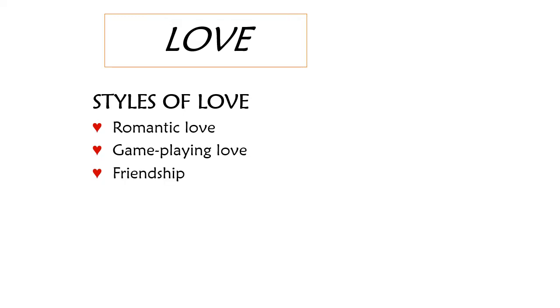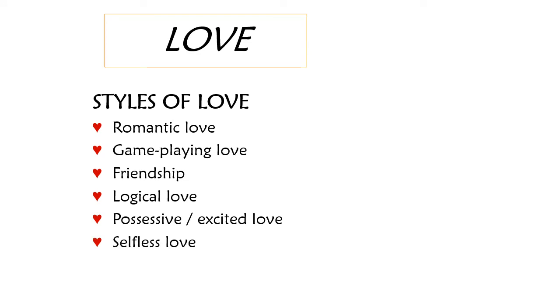So first, let's talk about the styles of love. There are multiple different types of love that we're going to look at. This is even before we get into the theories of love, in which we're going to look at the different styles of love within the theories. But let's first talk about these styles. You've got romantic love, game-playing love, friendship, logical love, possessive excited love, and selfless love.